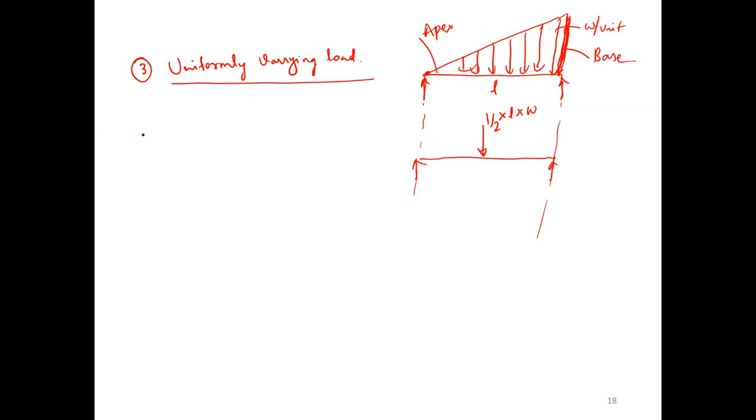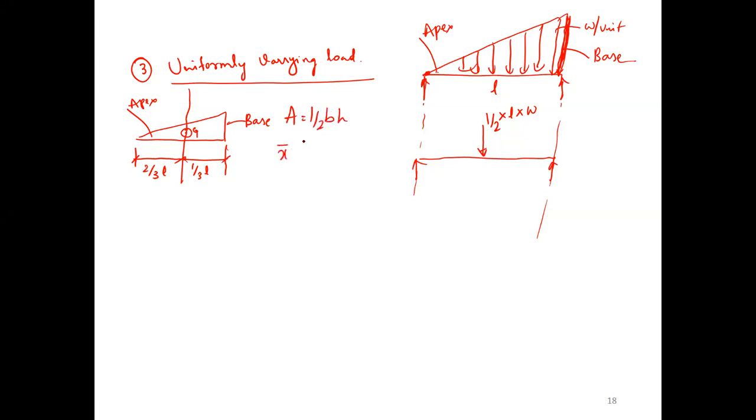When you are taking the CG of a triangle, it always acts at 2/3 of the length from apex and 1/3 of the length from base, and the area is half into base into height. X bar equals 1/3 of the length from base, and X bar equals 2/3 of the length from apex. Now this is the apex.